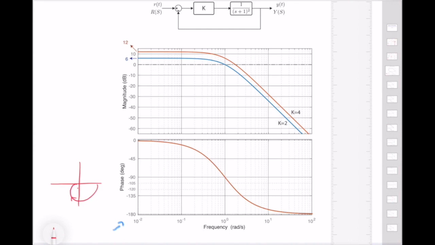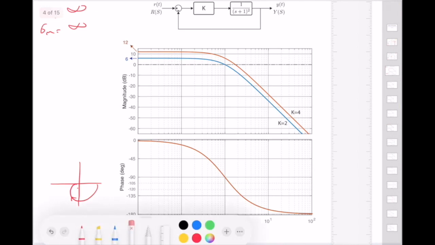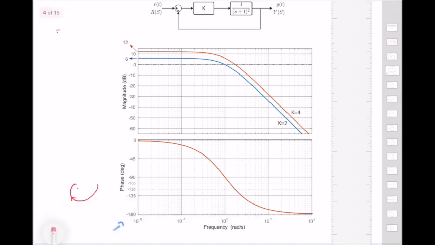So the gain margin is infinity for the system, and it's also infinity in the decibel case. It's good. So the gain margin is infinity. We are done with that. There's no problem. We like this. Now what we need to do is compute the phase margin.